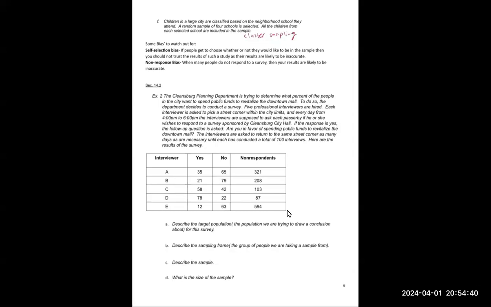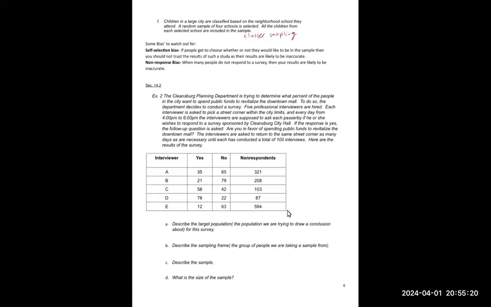And every day from 4 p.m. to 6 p.m., the interviewers are supposed to ask each passerby if he or she wishes to respond to a survey sponsored by Clinsburg City Hall. If the response is yes, the follow-up question is asked: are you in favor of spending public funds to revitalize the downtown mall? The interviewers are asked to return to the same street corner as many days as are necessary until each has conducted a total of 100 interviews. Here are the results of the survey.